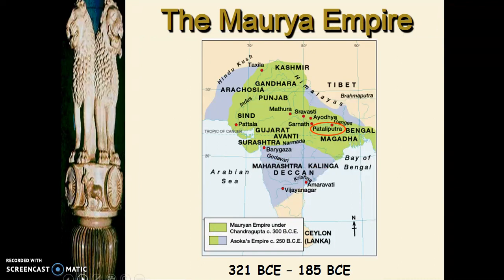This is a map of the Mauryan Empire. You can see the part in green is the part that Chandragupta had, and Ashoka is going to come in and expand it, and we're going to talk about him next.